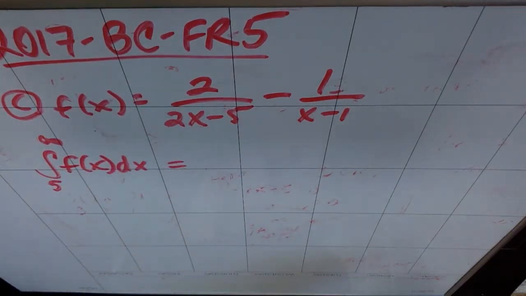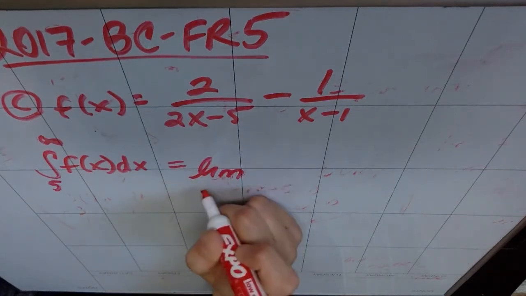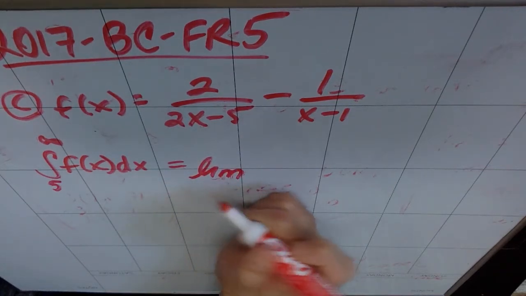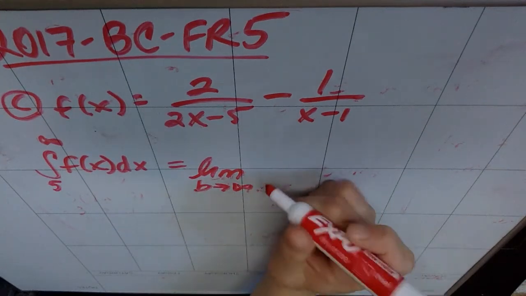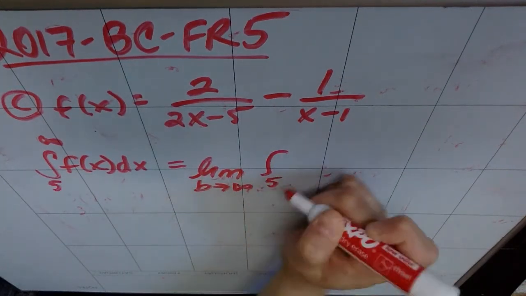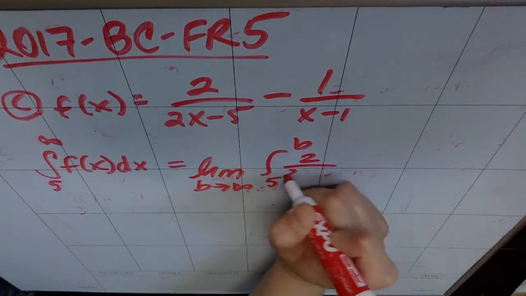So technically you are not allowed to do limits with infinite bounds, so we cheat and we make it into limits as you approach infinity. So we're going to say the limit as, pick a bound. Did we use a b yet? I don't think we did. So we use b. The limit as b approaches infinity from 5 to b of these two things, right?